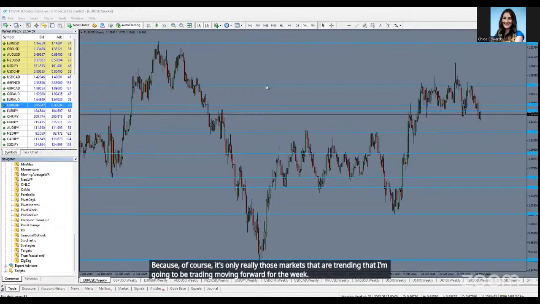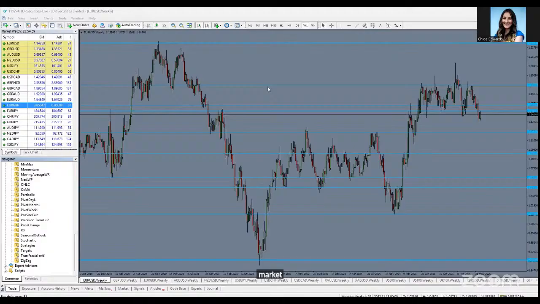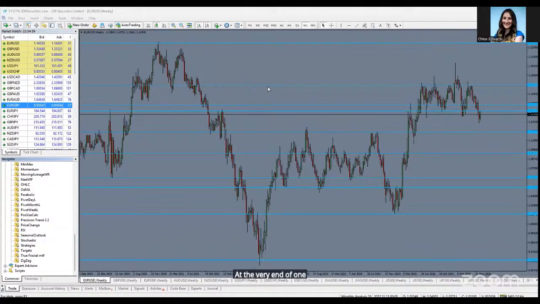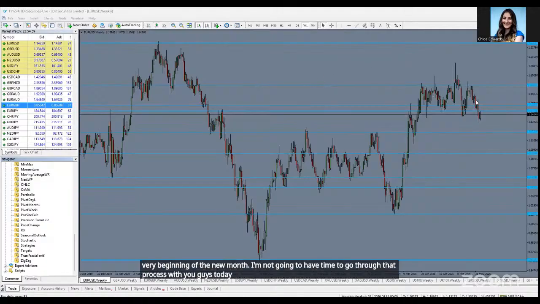I predominantly do my market analysis from the top down, so starting with the monthly time frame, going down to the weekly time frame, down to the daily time frame. I do my monthly analysis at the very end of one month, or usually at the very beginning of the new month. I'm not going to have time to go through that process with you today, but do feel free to get in touch if you want to know more details of that.